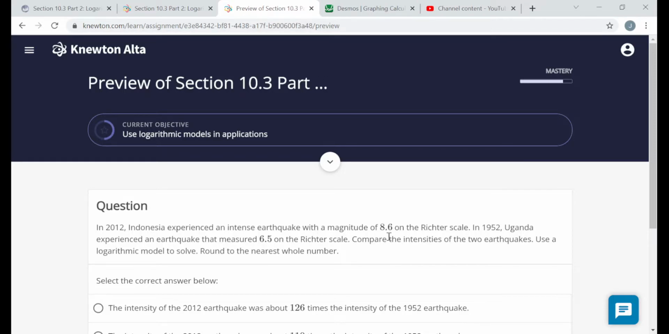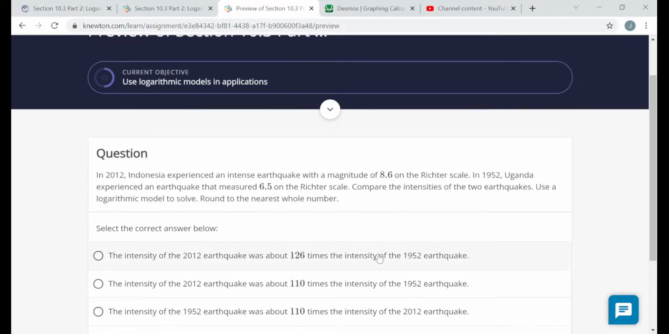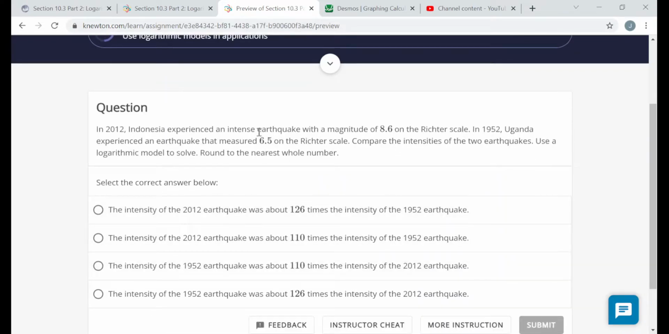One has a magnitude of 8.6, the other 6.5. We just have to compare the intensities. Now, the larger magnitude earthquake was the 2012 earthquake, right? So it's either the first or second one. The 2012 earthquake was more intense than the 1952 one, so it's either the first or second choice.